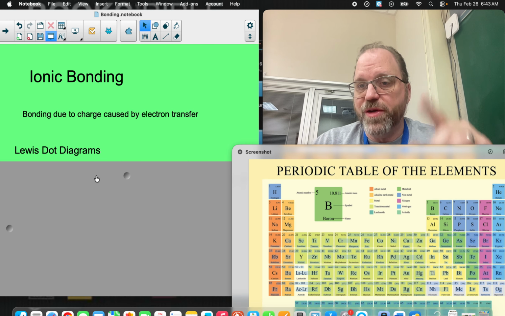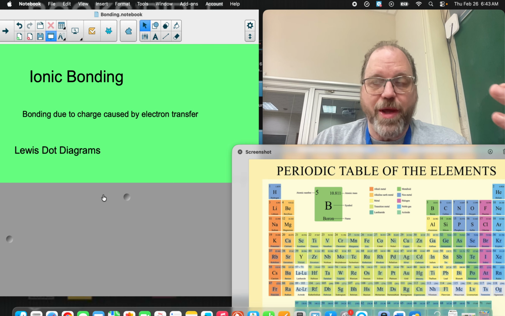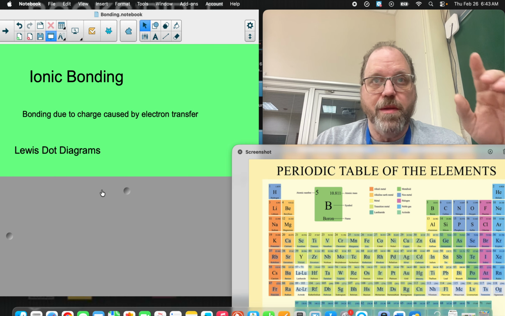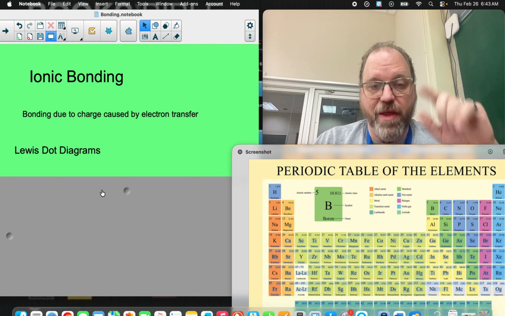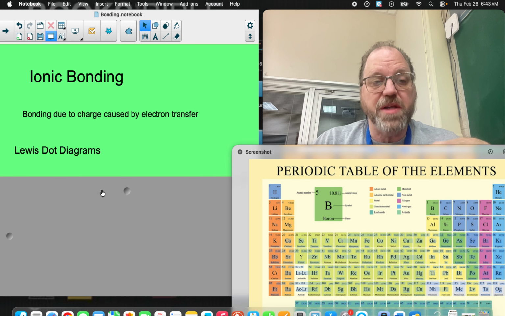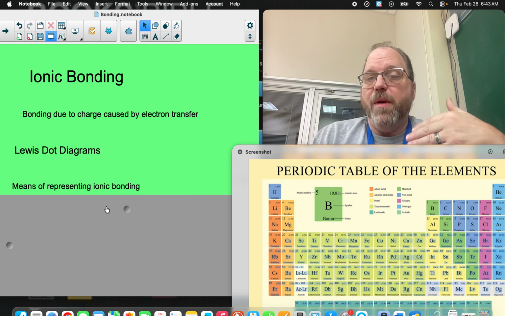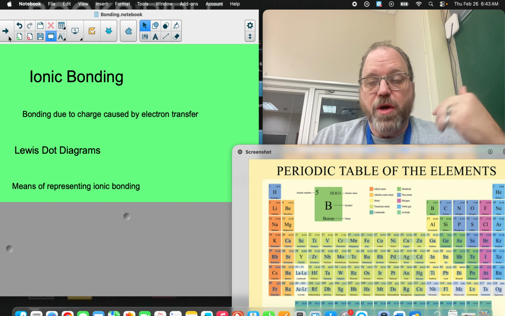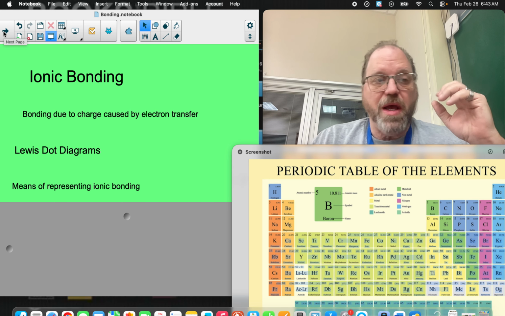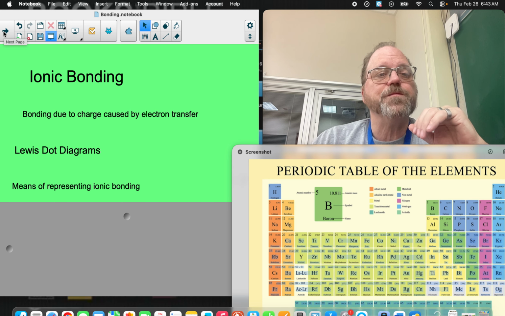We do something called electron dot. If you go back and look at the Chem 1 notes for bonding, Lewis dot is in there. There's a lot of practice in there. It means you're representing ionic bonding, so that's the way that we show it. I'm going to show you a couple examples, and then we're going to go from there.